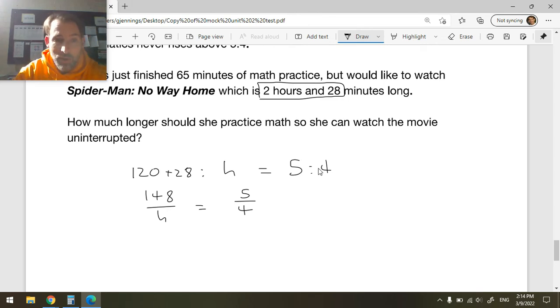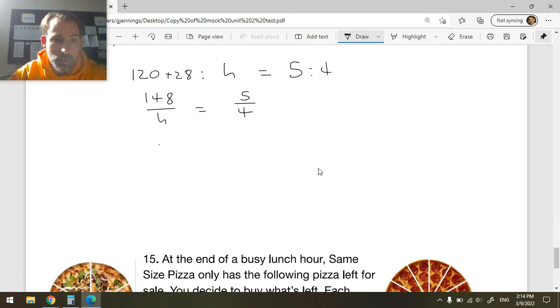But why'd you set it up that way, Mr. Jennings? Why not set it up this way? Homework over 148 is equal to 4 over 5. Just flip both of them. And then I'm going to multiply both sides by 148. And that's the total amount of homework she needs to do. Homework is equal to 4 times 148 over 5.